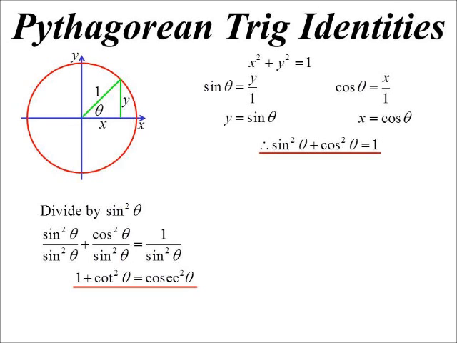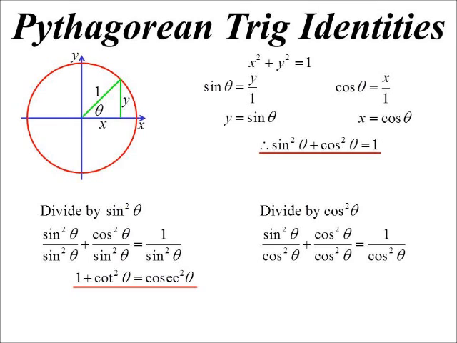To get the third one, instead of dividing by sine squared, we divide by cos squared. So now we've got sine squared on cos squared, cos squared on cos squared, and 1 on cos squared. Well, sine on cos, as I just mentioned, that's tan, so we've got tan squared. Cos squared on cos squared, that's 1. And the reciprocal of cos is sec. So there's the third one: tan squared plus 1 is sec squared.